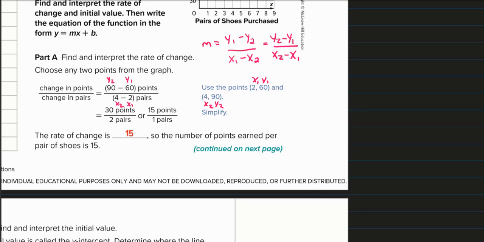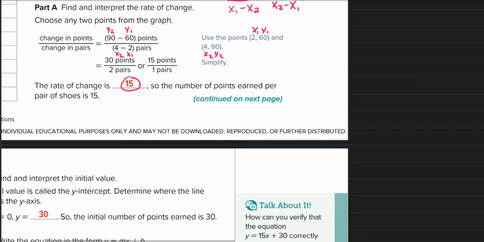So 90 minus 60 over 4 minus 2. So we end up simplifying to get 15 over 1. So the rate of change is 15. That's our simplified slope. So that tells us that the number of points earned per pair of shoes is 15.